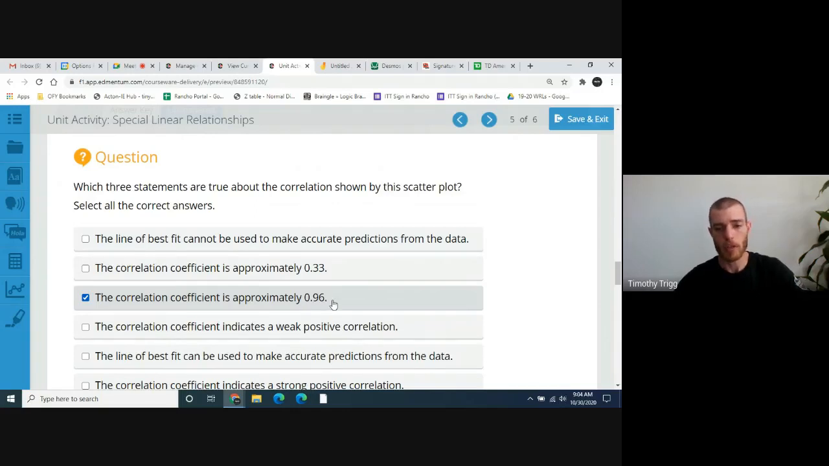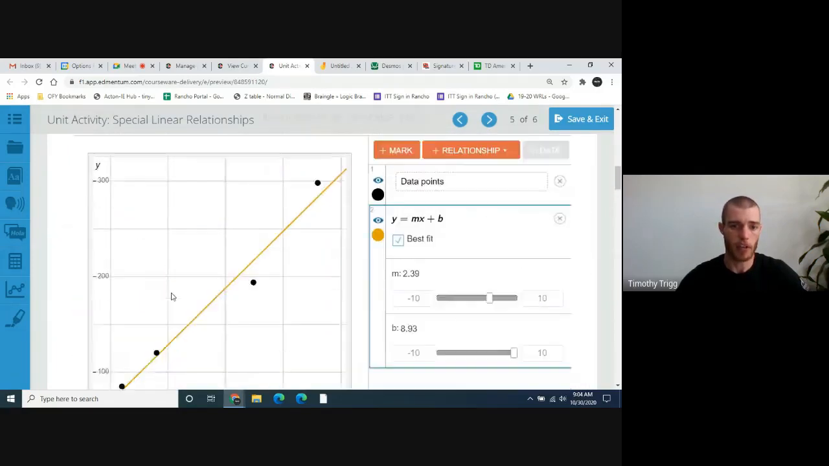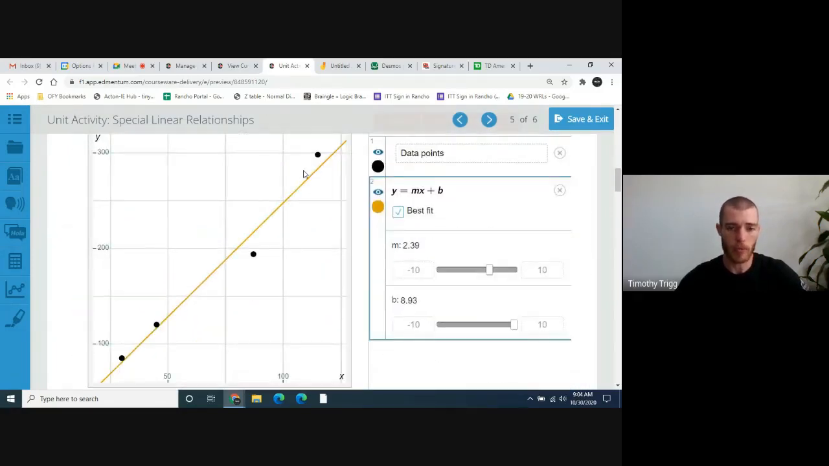So a correlation coefficient of 0.96 means that your line of best fit is very close to the points. So you can see my points are not far off from that line. So that means that it's going to have a very strong correlation coefficient. The closer the correlation coefficient is to 1, the better the relationship, or the more you can use it to predict. So a correlation coefficient of 0.96, which our line has, is a very strong correlation.